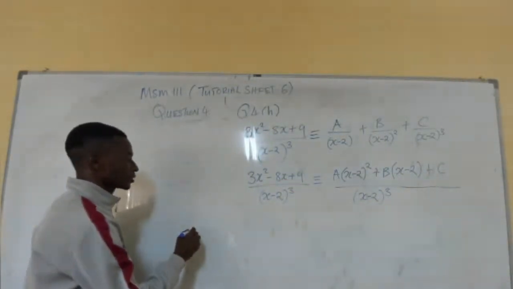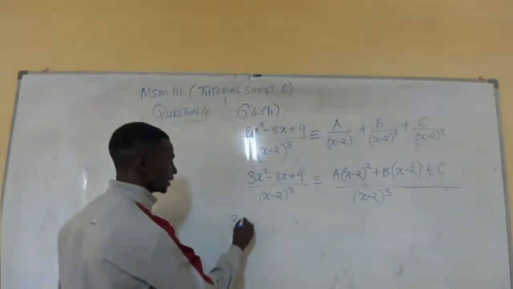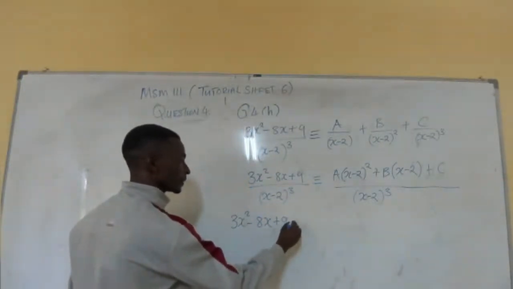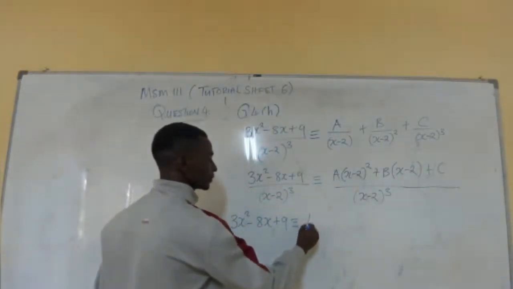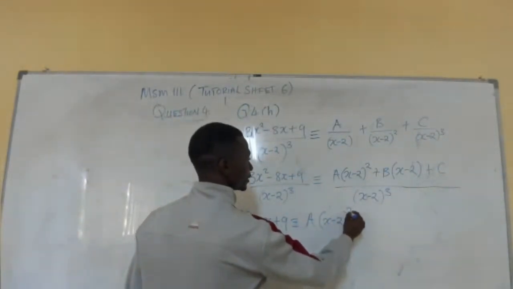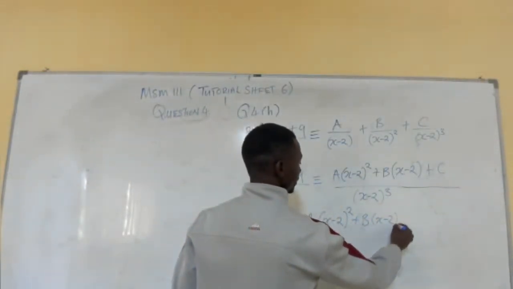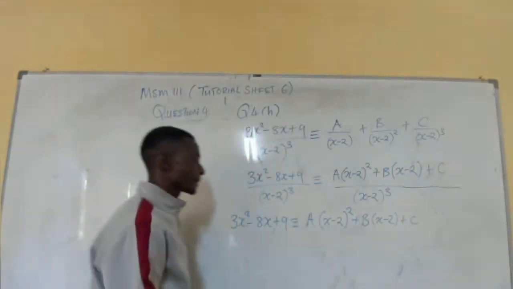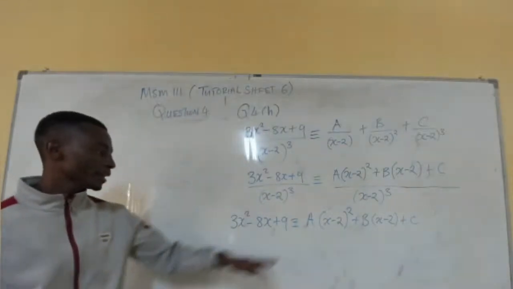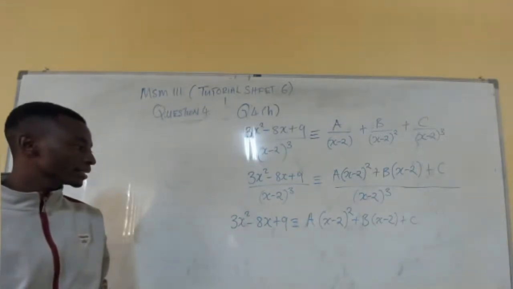Equate the numerators. So equating the numerators, we have 3x squared minus 8x plus 9 equivalent to A(x minus 2) to the power 2 plus B(x minus 2) plus C. So our aim is to find the values of A, B, and C. So how are we going to do that?